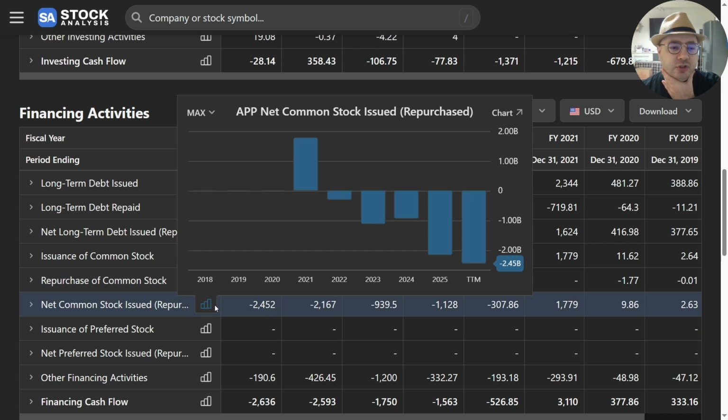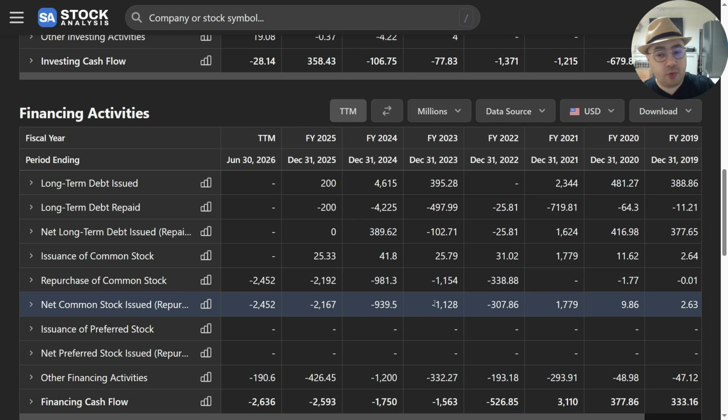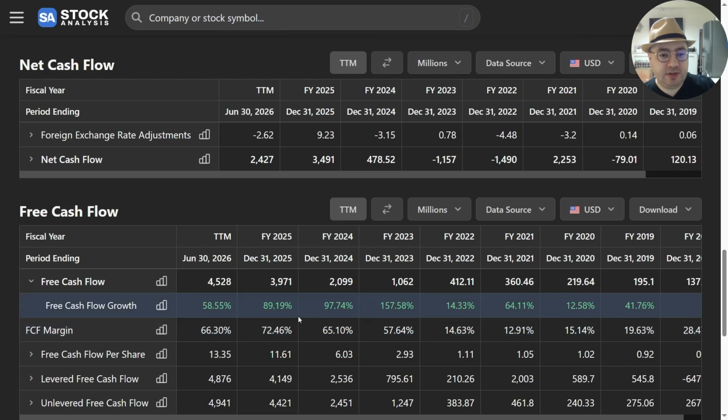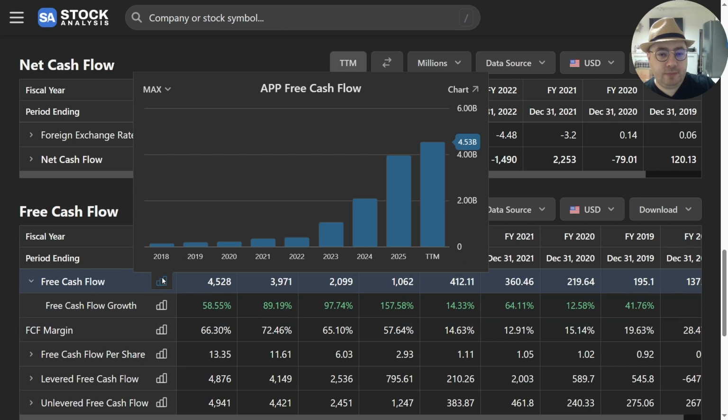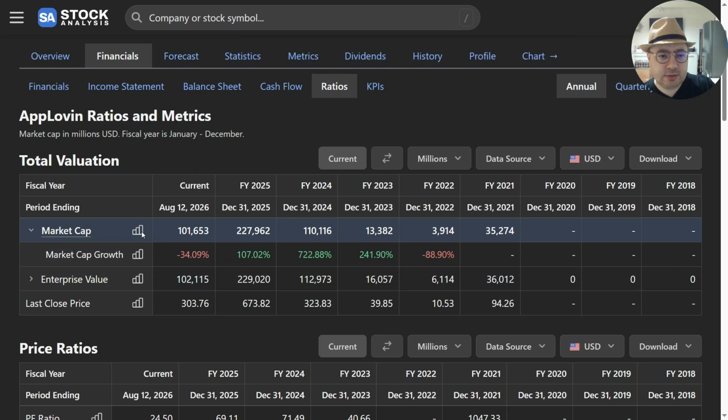So net stock issued is minus and has been minus since 2023. So this is repurchases. Minus 1 billion in 2023, minus 1 billion again in 2024, minus 2 billion last year, and trailing 12 months, more than 2 billion. Not bad at all. So over the past 4 years, they've been doing net buybacks consistently. I like that. What's left to do is just go to ChatGPT and answer some questions that we have.